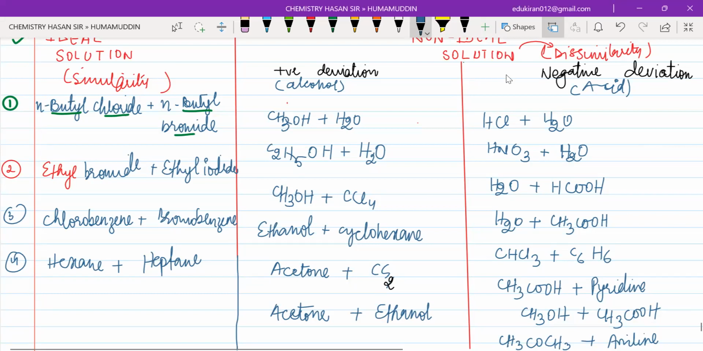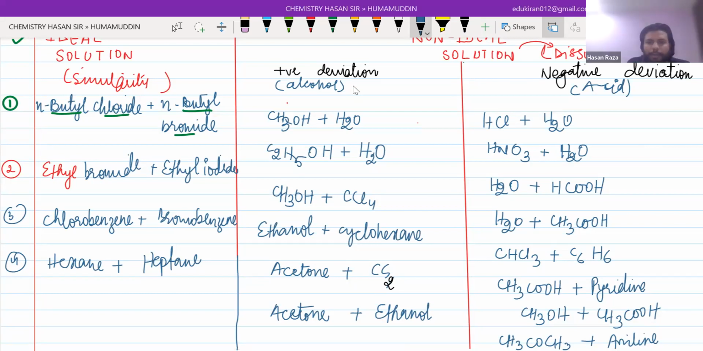Can you see the screen? Austin, can you see the screen, and Humamuddin? Yes, sir.